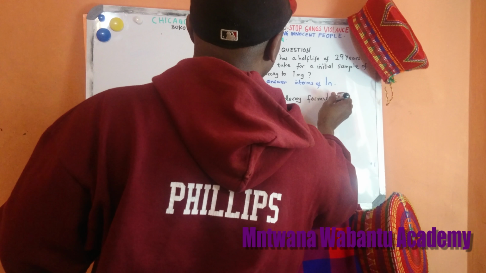Whenever your power is unknown and you're looking for this power, what you do is apply ln throughout. So we're going to apply ln throughout, left to right. So this is going to be ln of a half, and ln of e^(29K). Remember, whenever you have a ln, you can take the power and bring it in front.